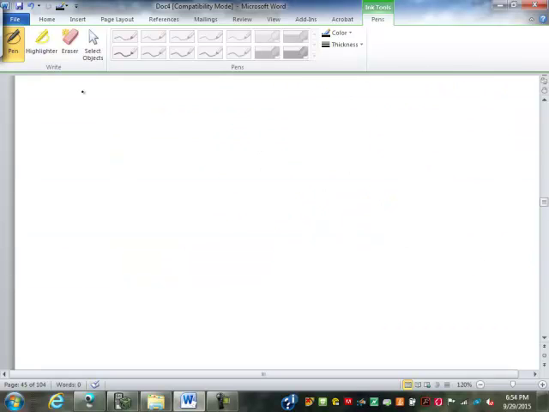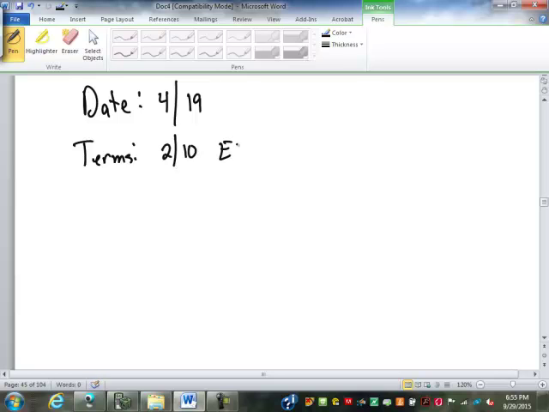So if we have an invoice with a date of 4/19, April 19th, and the terms are 2/10 EOM. Notice there is no net here. End of month is always assumed to be net 30. Now again, that's one of our assumptions. We're assuming it's always net 30. Your company may have something different.